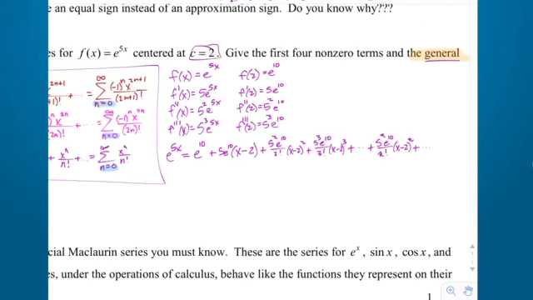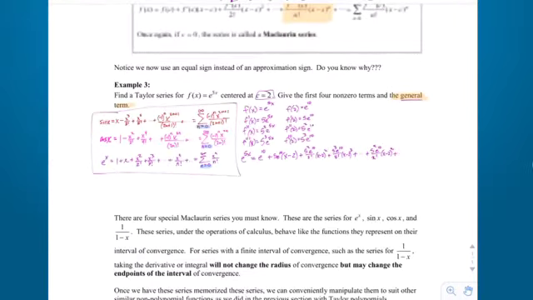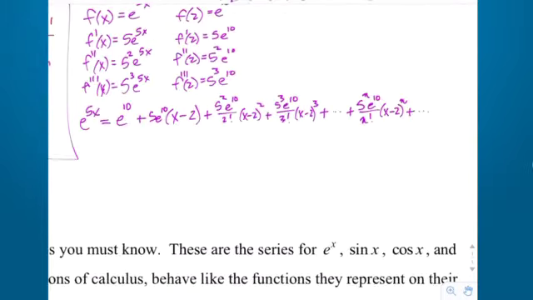Because we were trying to write a function at 5x at a different center, we have to start over. You can't just shift over the function if you're going to change the center. You can replace the 5x with x, but it would still be centered at 0. So new center, new series. Okay, and that's it for now.